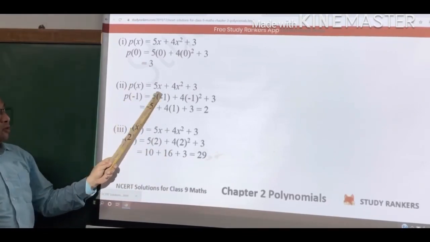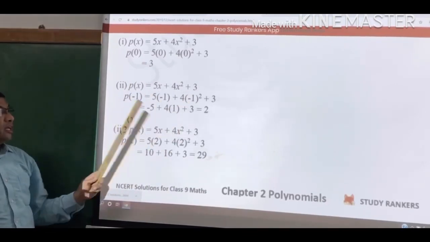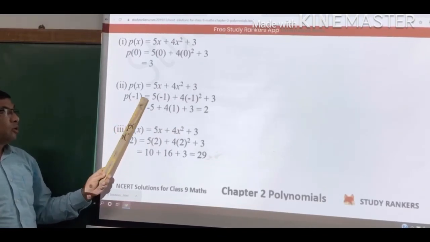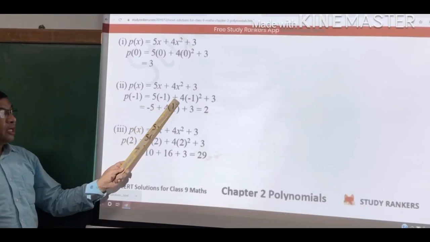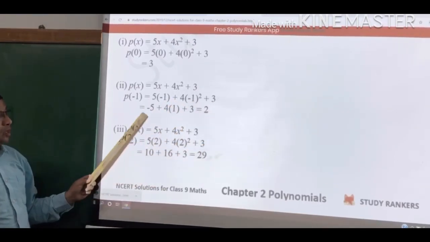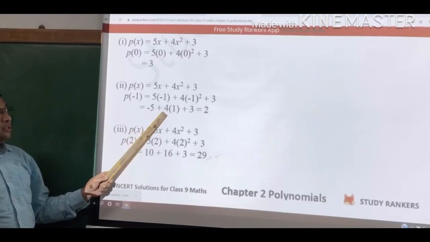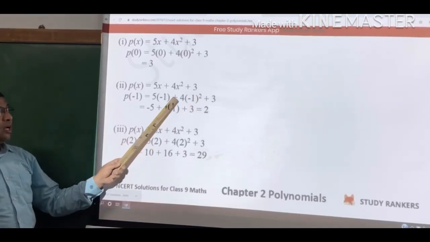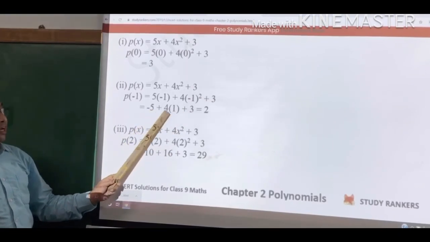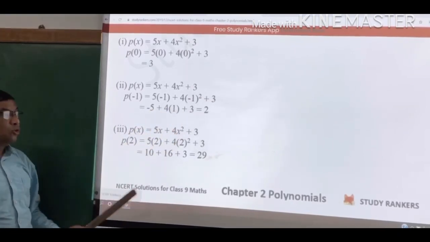P of x equal to 5x plus 4x square plus 3, in which now we apply minus 1. P of minus 1 we find out. So 5 into minus 1 plus 4 into minus 1 square and plus 3. Minus 5 plus, minus 1 square is 1. And so 4 into 1 and plus 3. So finally we get 7 minus 5 is equal to 2.